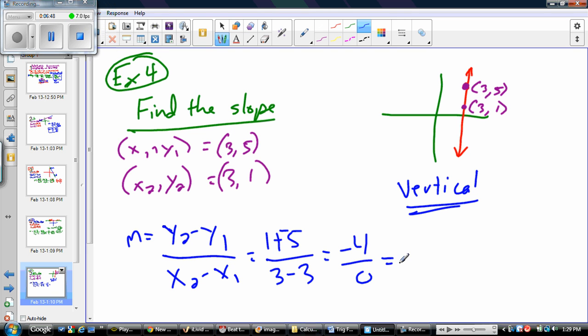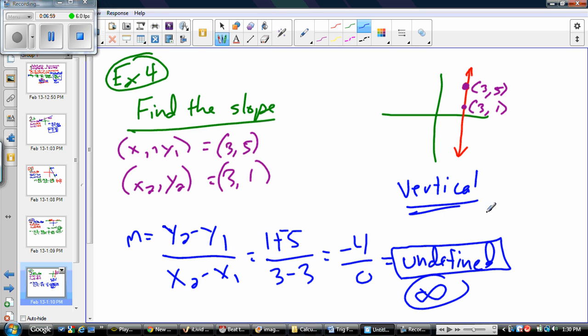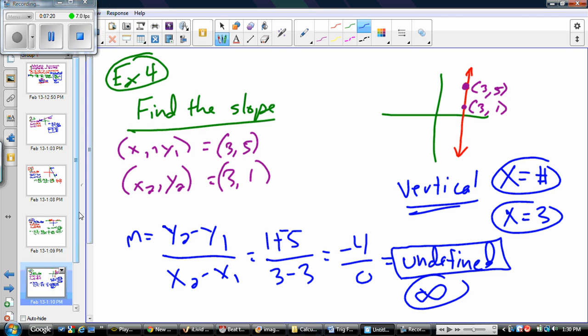Uh-oh, I get 0 in the denominator. We cannot divide by 0. This is undefined. Sometimes we'll write that as an infinity symbol, but undefined. So what we find out is all vertical lines have an undefined slope. So we rise a bunch, but we don't run at all. And all vertical lines are represented by x equals a number. So in this example it is x equals 3. Notice x is 3, x is 3. Okay, so that gives us a lot of information.